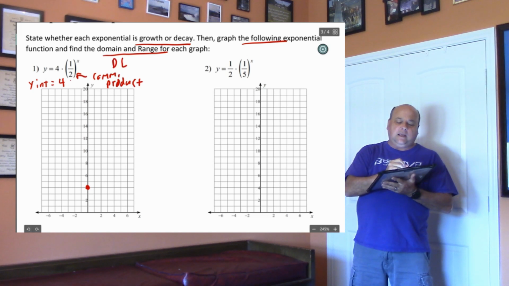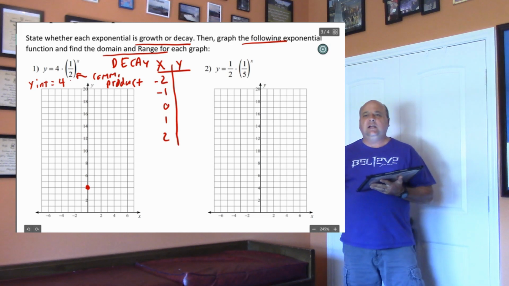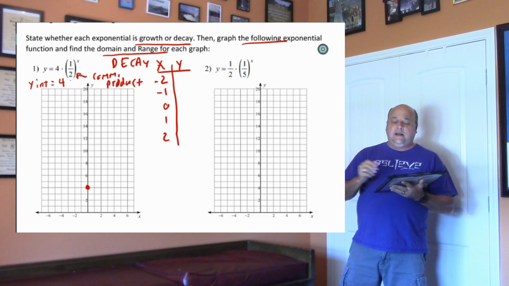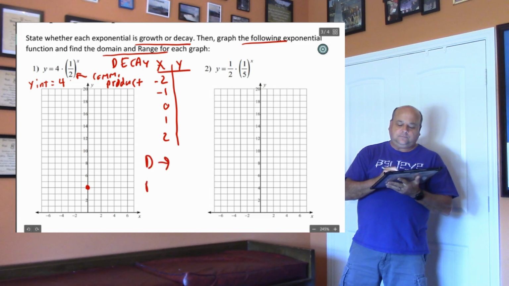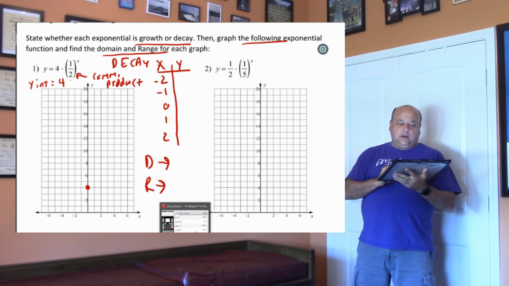This will be decay. Now then, make a t-chart on all of these, put x and y, and go from negative 2 to positive 2. Okay, that's going to give you the points to graph, and then you can graph it, okay? And then we're going to write down the domain and the range. Got it? Okay, so let's go to the calculator.